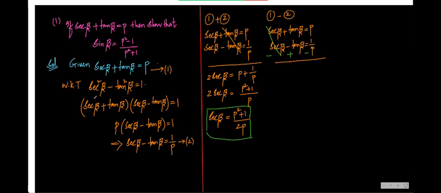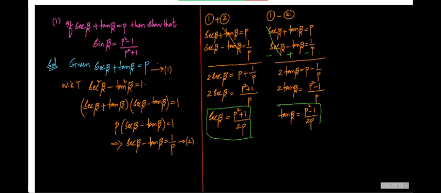Tan beta plus tan beta is 2 tan beta, which is equal to, subtracting, P minus 1 by P. 2 tan beta is equal to, LCM is P here again, that is P into P square minus 1. This 2 will go to the denominator. Tan beta value is equal to P square minus 1 by 2P. It is one more piece of information we are getting, that is in terms of tan.